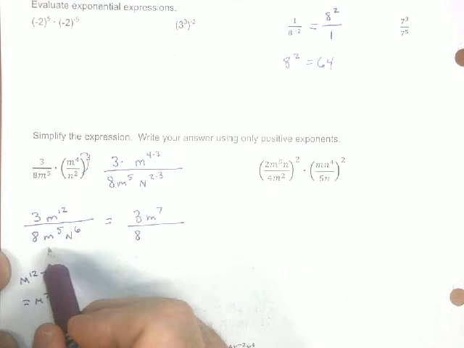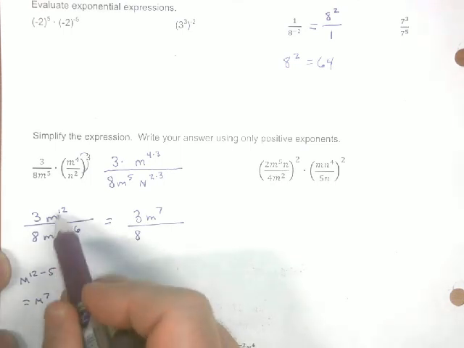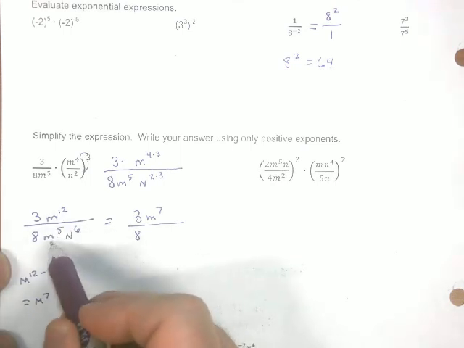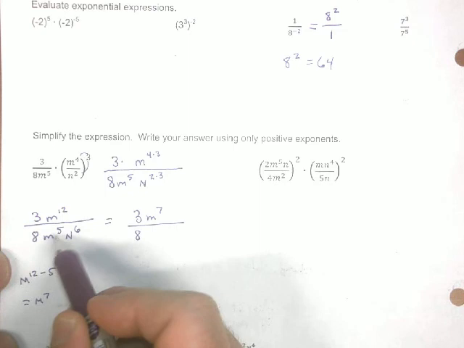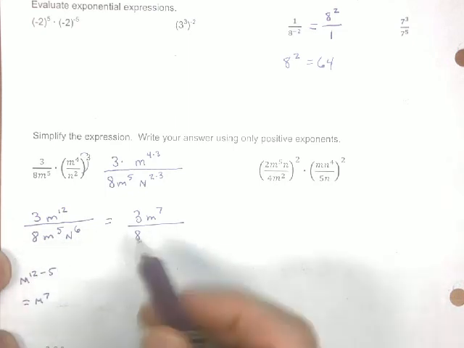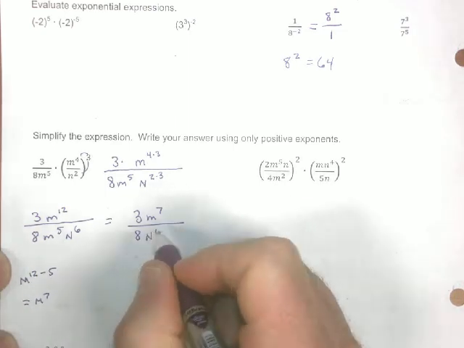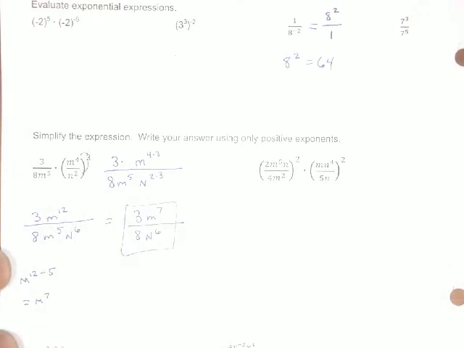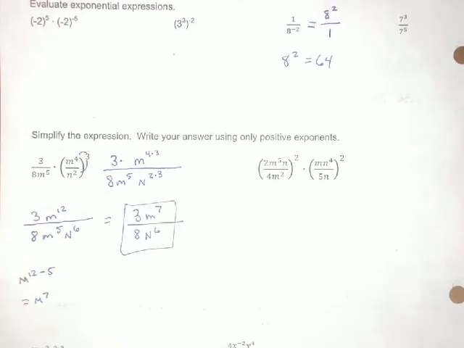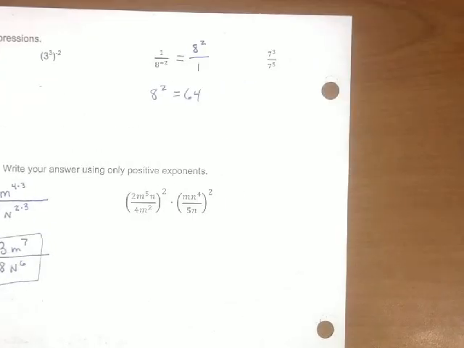So we'd have 7 m's left on top, so 3 m to the 7th, 8 on the bottom. Again, we canceled those out, and some of you see it right away that there's 12 of them on top and 5 on the bottom, so all 5 are going to disappear into a 1, so we don't need to add that one. And then we have an n to the 6th. And there's my final answer, cleaned up.